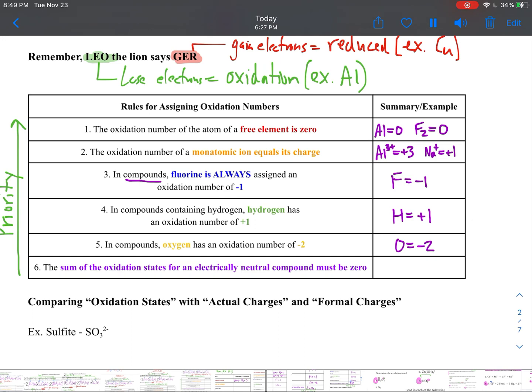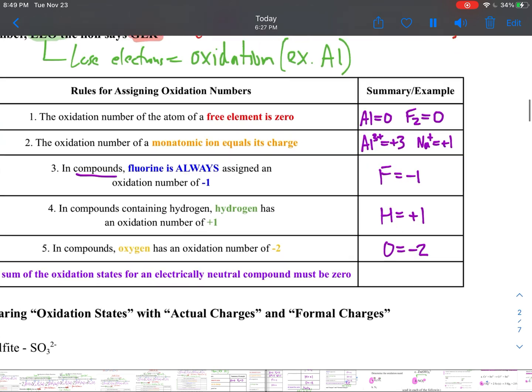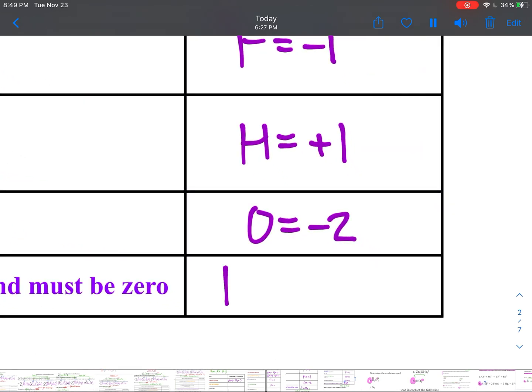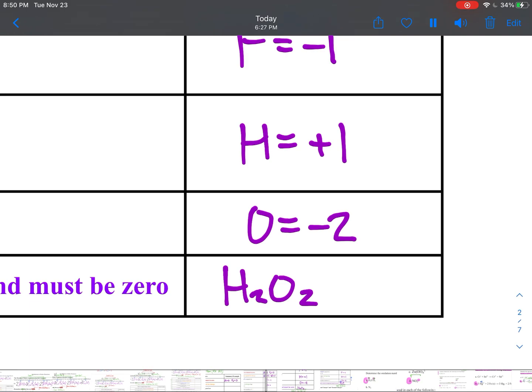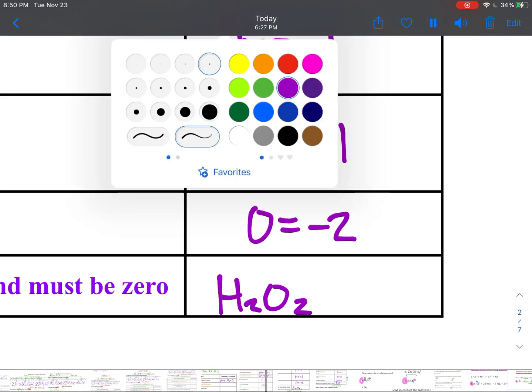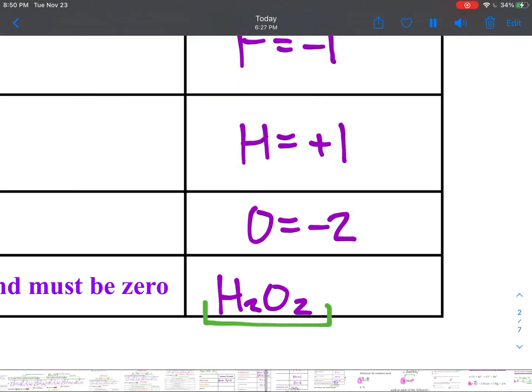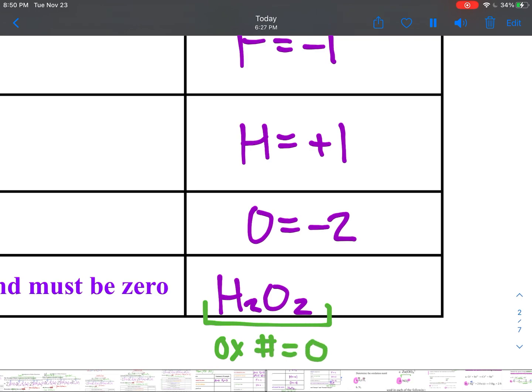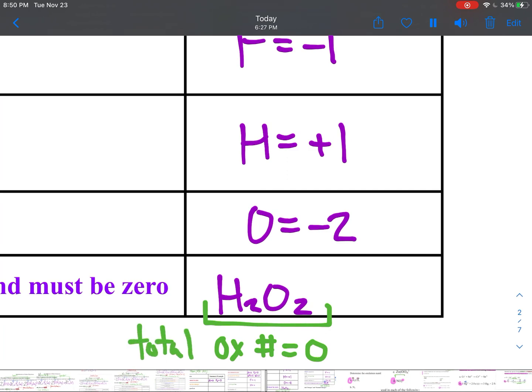And then finally, the sum of the oxidation states for an electrically neutral compound must be 0. What does that mean? Here's an example. Let's say we had H2O2 and we needed to assign oxidation numbers. The sum of the oxidation numbers for this must equal 0. And that's total. So the total oxidation number must equal 0 because it's neutral.